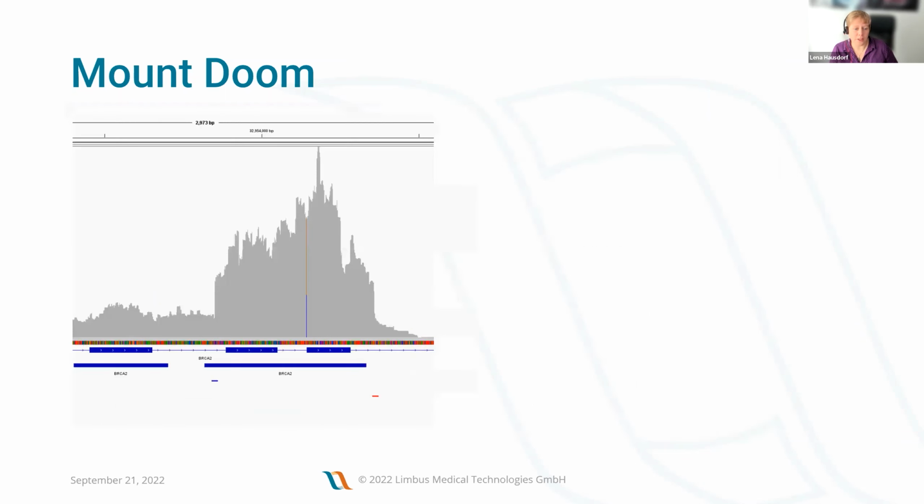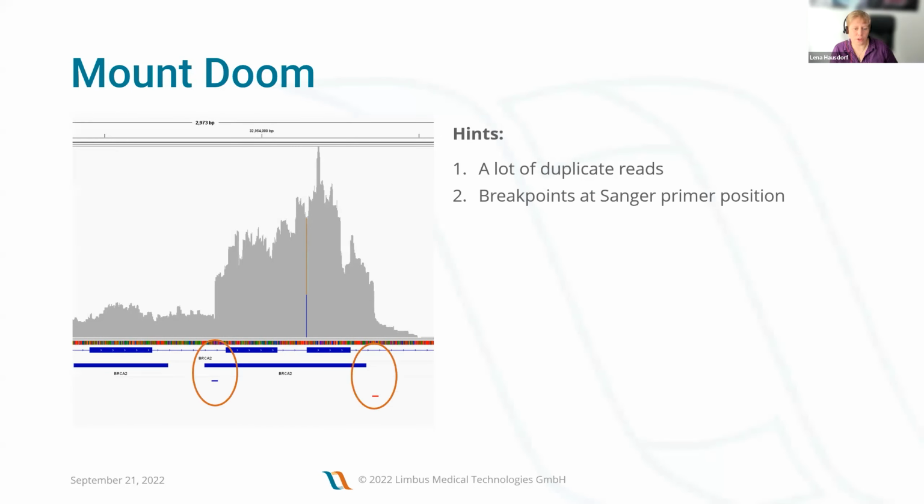So what struck us was there were a lot of duplicate reads. And what we also found very interesting was that there were very clear breakpoints, and those were exactly where the exon started, or a little bit before. And then we asked for the Sanger primers, and they were exactly at the positions of the Sanger primers.